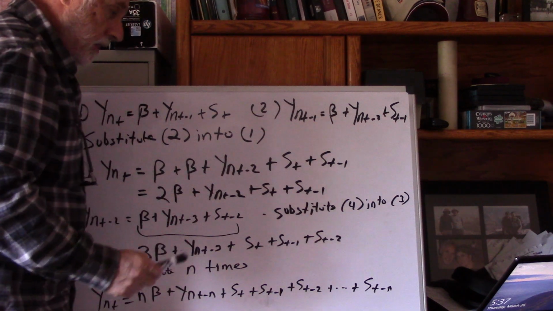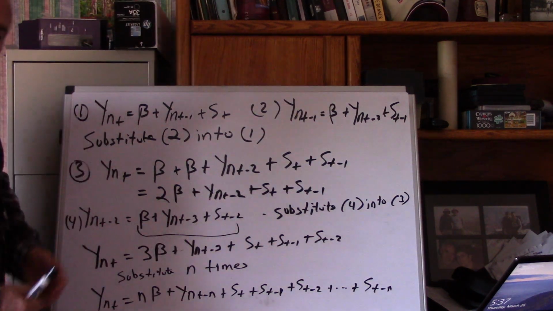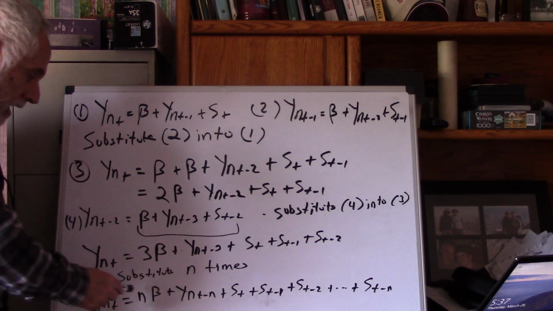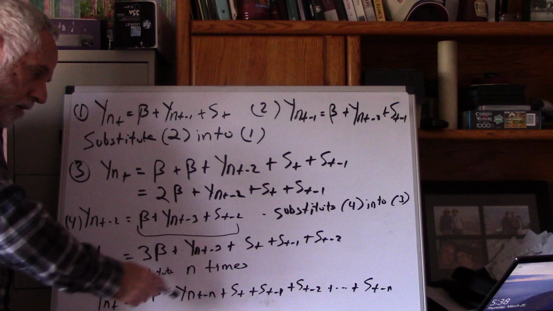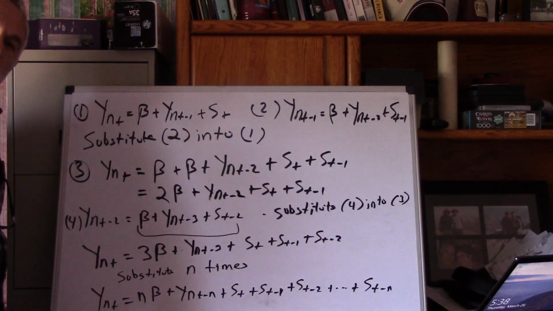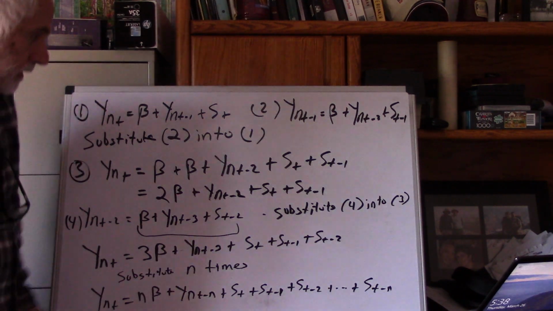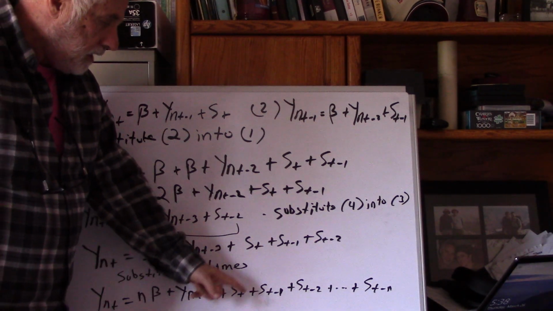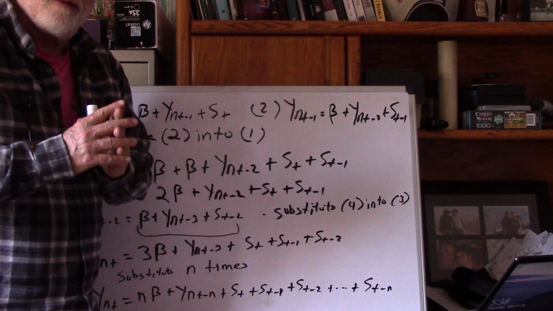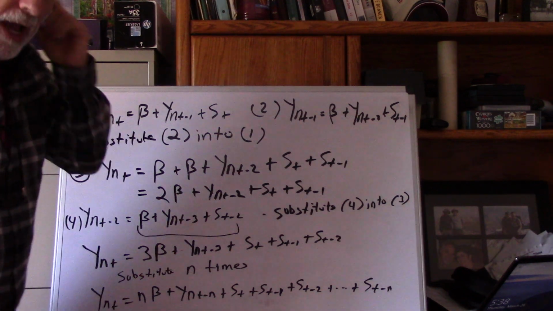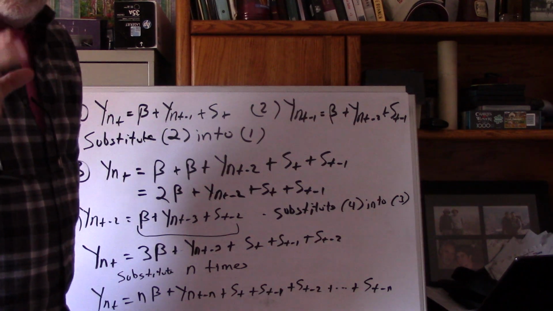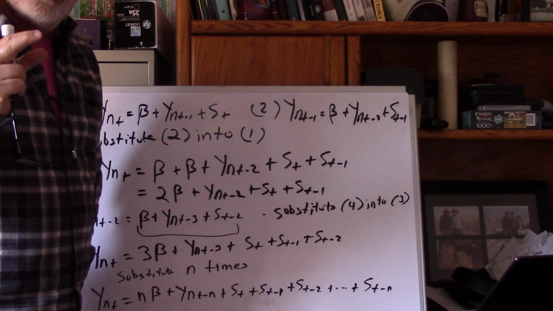Now, if I do this substitution n times, what the expression looks like is this. I've got now n betas plus YNT minus n. That's the natural level of output a long time ago, but here's the important point. Here are the supply shocks: ST plus ST minus 1, 2, and 3, up to ST minus n. The critical thing here is that the supply shocks do not die out over time, they're permanent. And that's really the bottom line of this exercise.